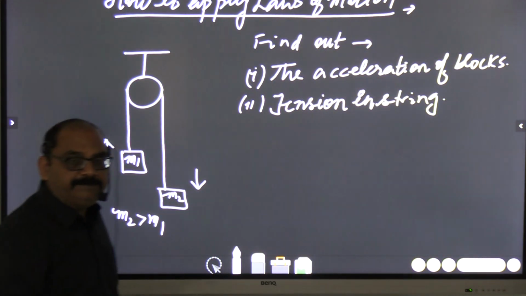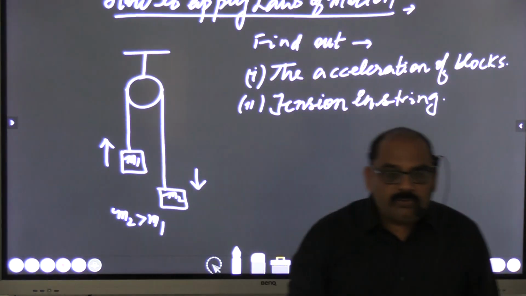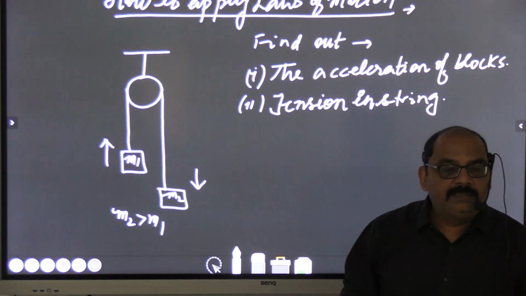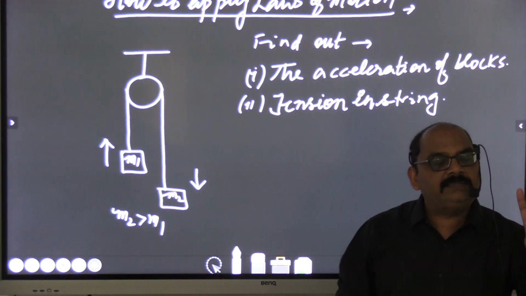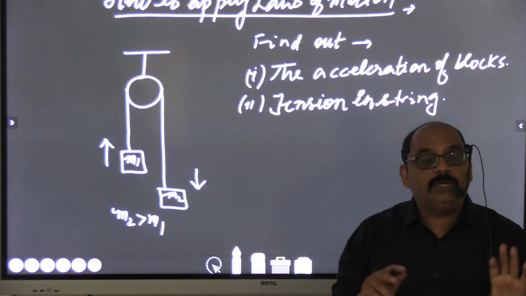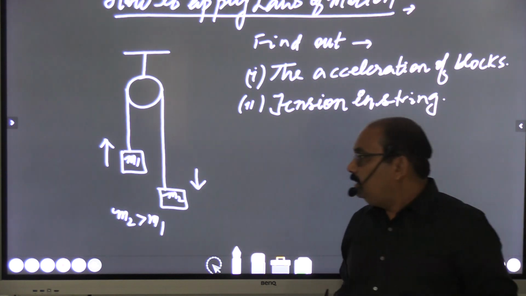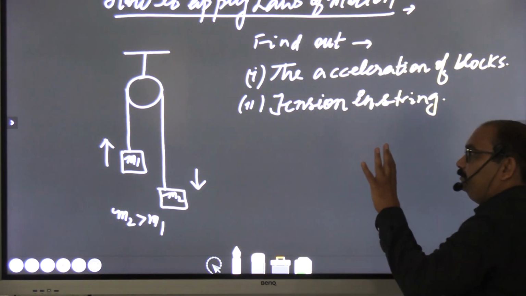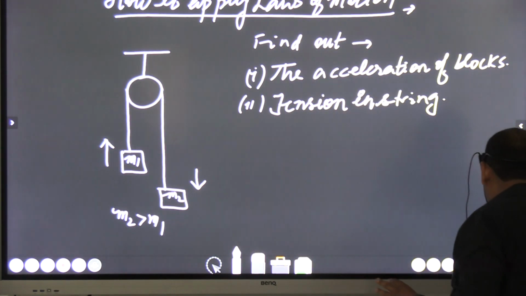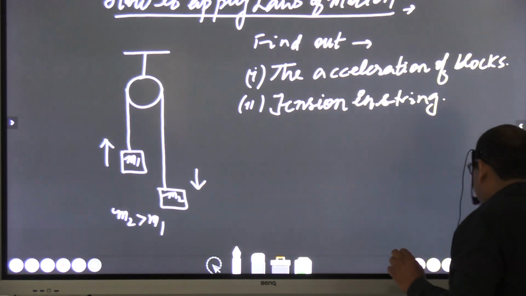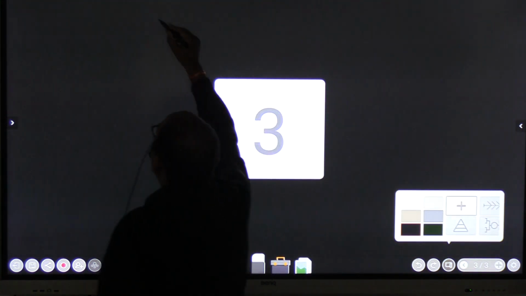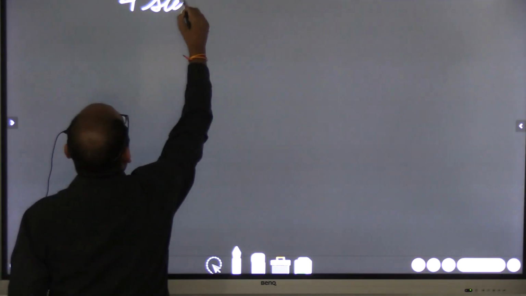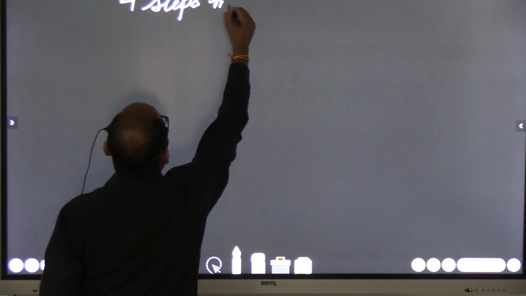And to understand how to apply laws of motion, there is a 4-step method, and this is a very, very important method, and this is applicable to all kinds of questions. What is the method? So for this example, the 4-step method is, right, the 4 steps method.